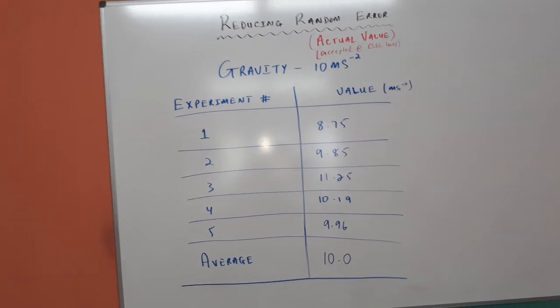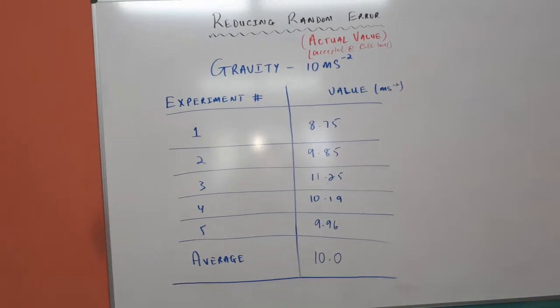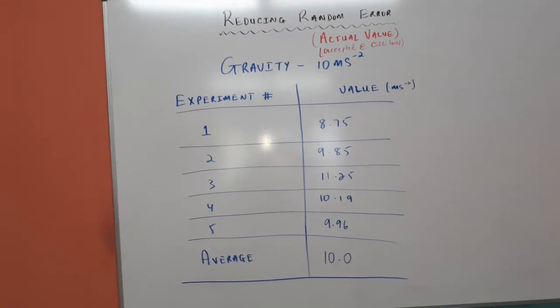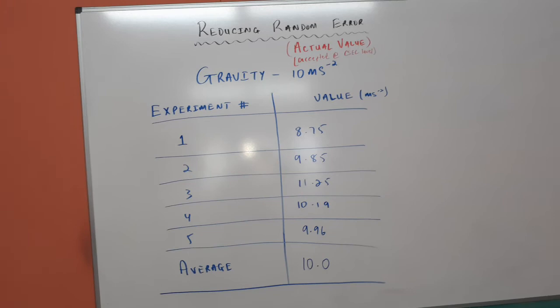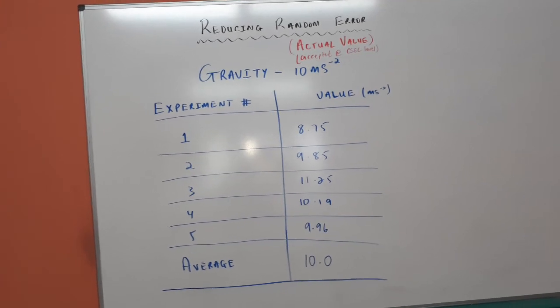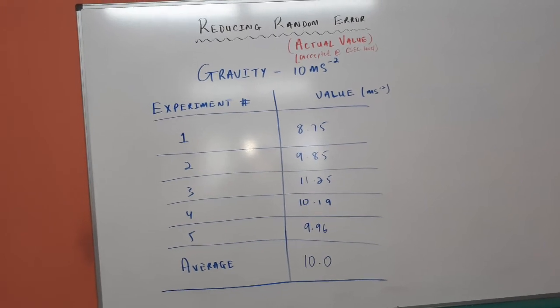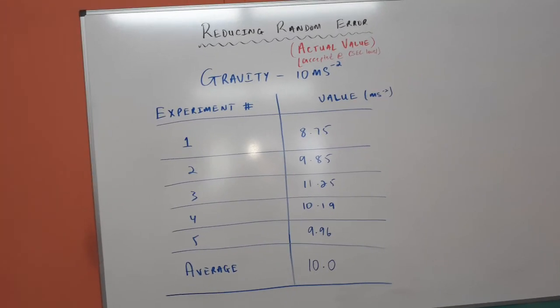Now, this does not always happen. Sometimes we may get an average of, let's say, 10.01, which is still very, very close to the actual value of gravity. So this is one of the ways we can reduce random error. It is worthwhile to note we cannot eliminate, we can only reduce. And the best way to do this is to do the experiment a number of times and find the average.